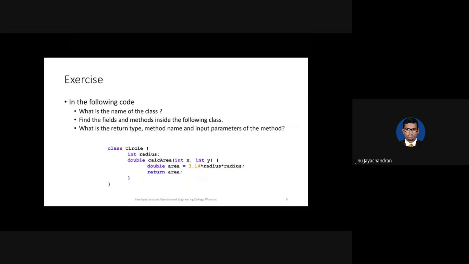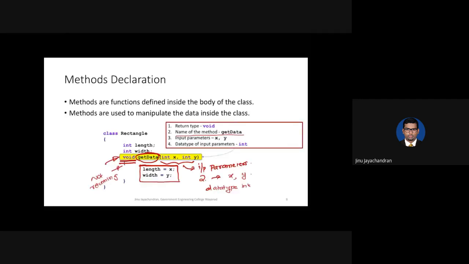So if you look at the function body, whatever parameters the function is getting, those values are being copied to the data in the class, because length is basically the data field declared inside the class.